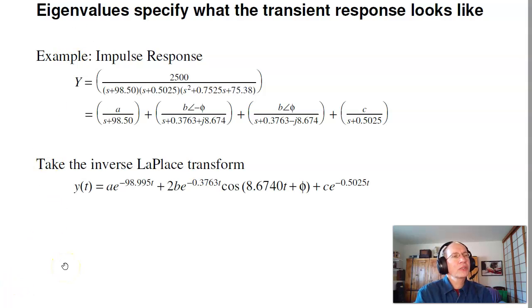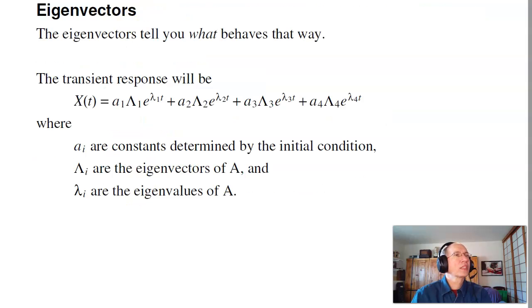And to illustrate how the eigenvalues tell you how it behaves, take the impulse response. If I have the system Y and my input is an impulse, a big snap, the response is going to be the Laplace transform of an impulse, which is 1, times the transfer function. Do your partial fraction expansion, and what you wind up with are 4 terms. So again, the eigenvalues are telling you how it behaves. Eigenvectors tell you what behaves that way.